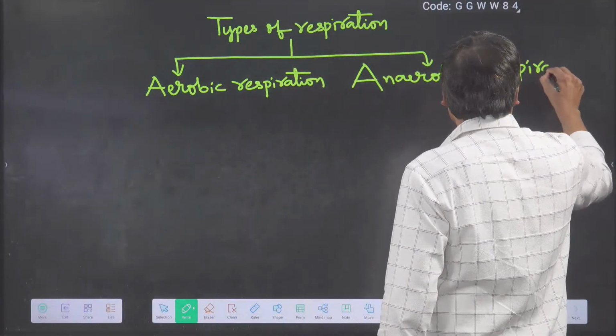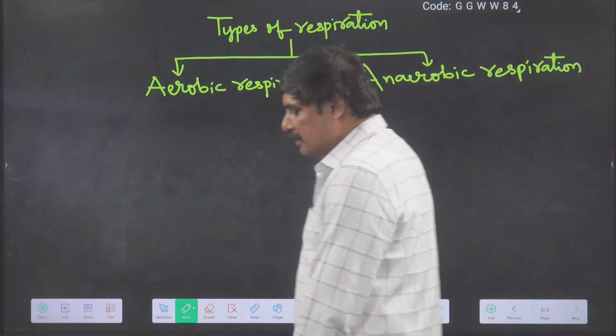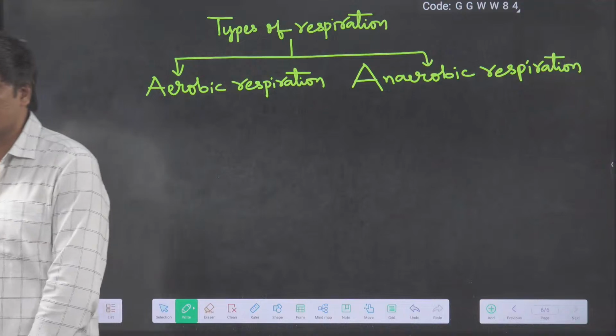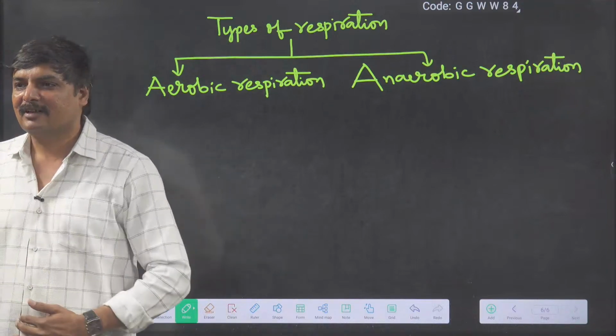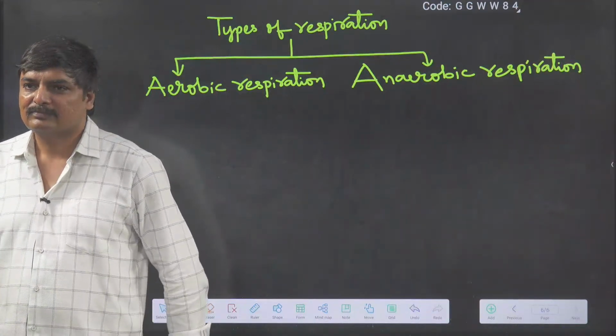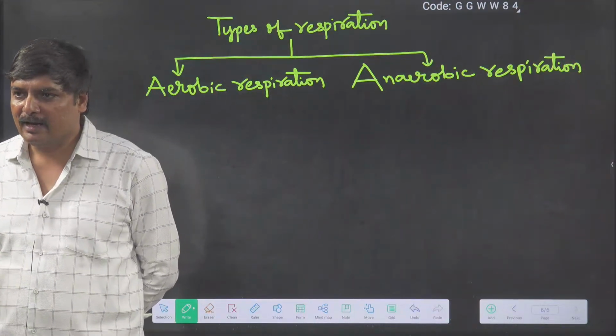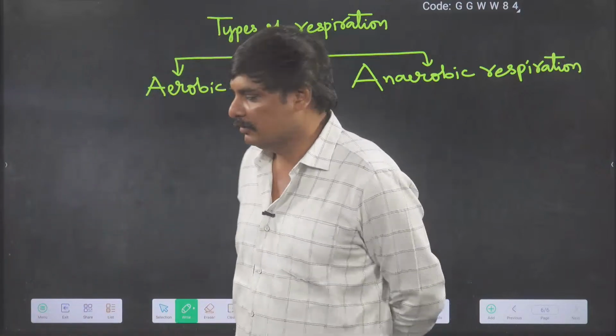What is the basis of this division? Based on the presence or absence of oxygen, respirations are divided into two types. What are the two types of respiration? Aerobic and anaerobic. Okay.